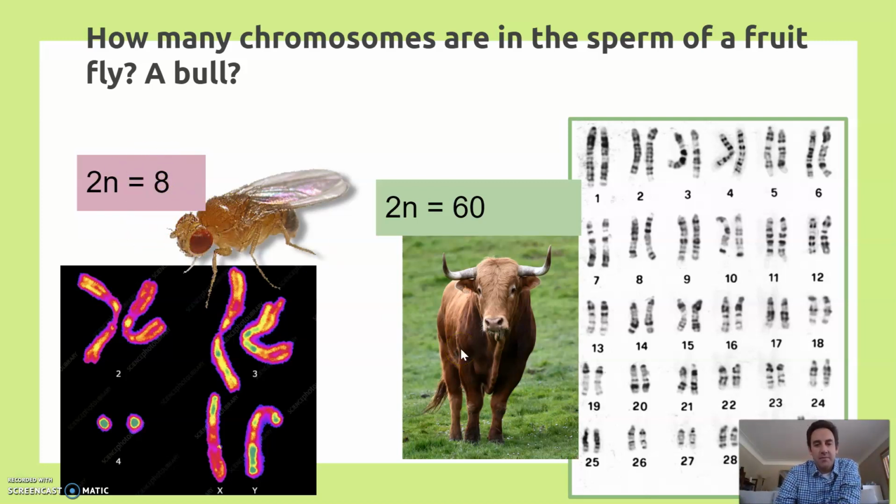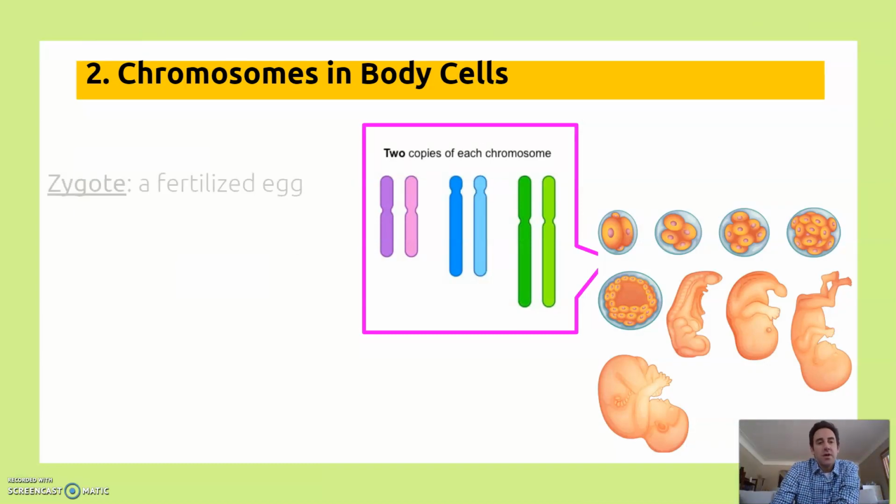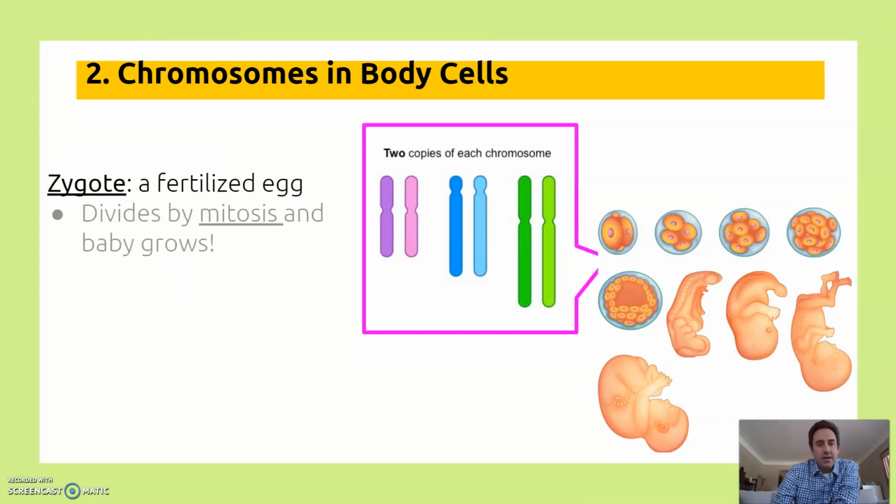Try for this bull. How many chromosomes are in its sperm cells? And hopefully you answered 30. So the sperm has 30, the egg has 30, they come together to form 60. Okay. So once that zygote is there, then that fertilized egg is going to start to divide by mitosis. So that new cell is going to divide and form 2, the 2 become 4, the 4 become 8 to 16, and then slowly but surely it develops into a new person.